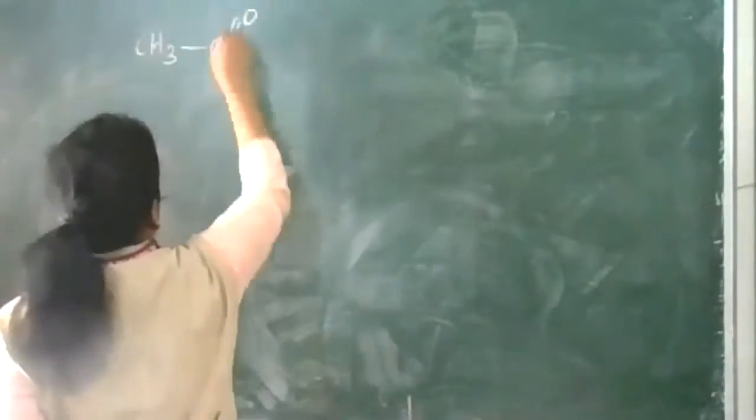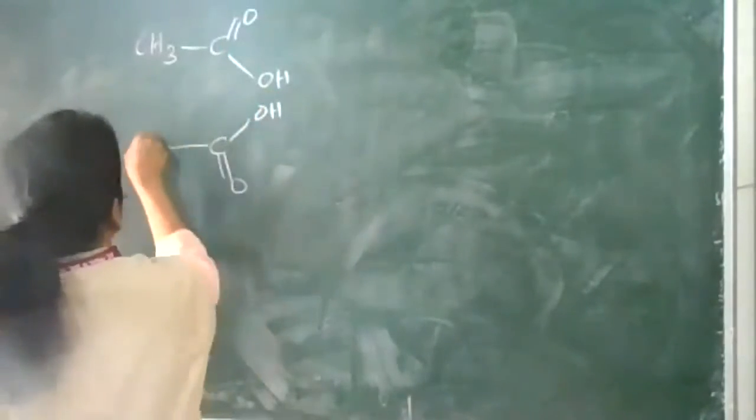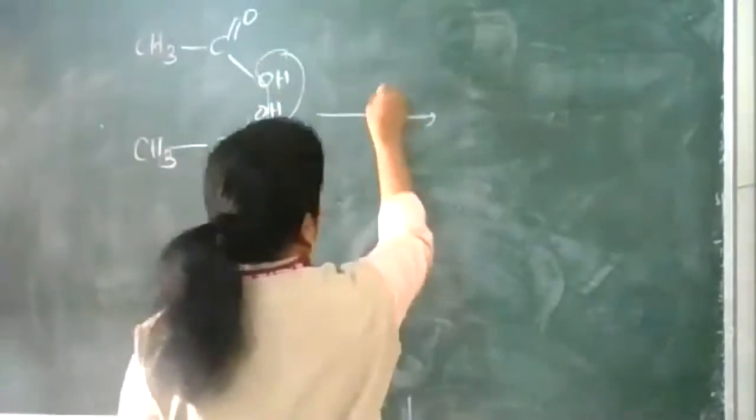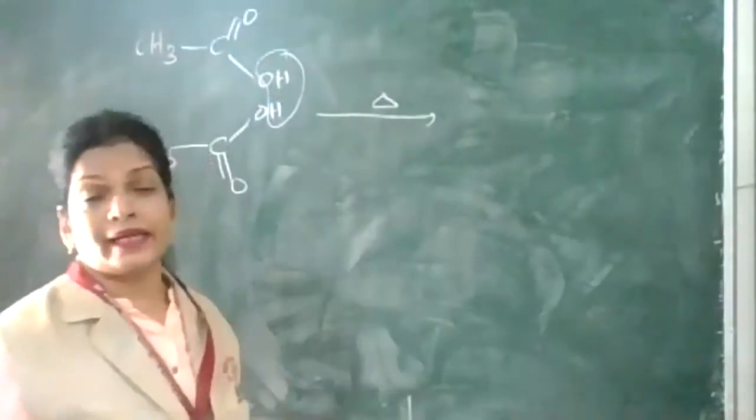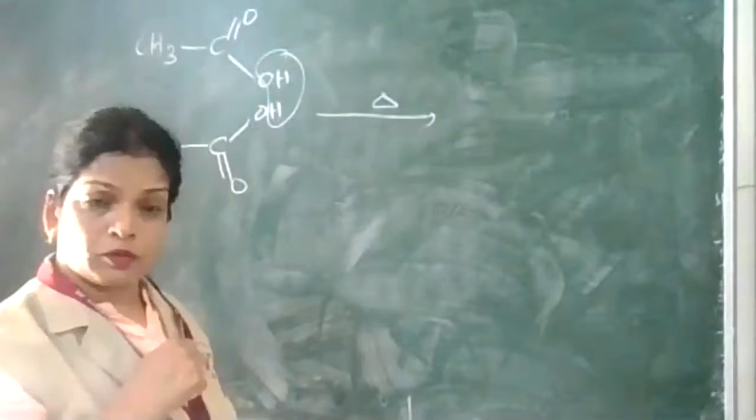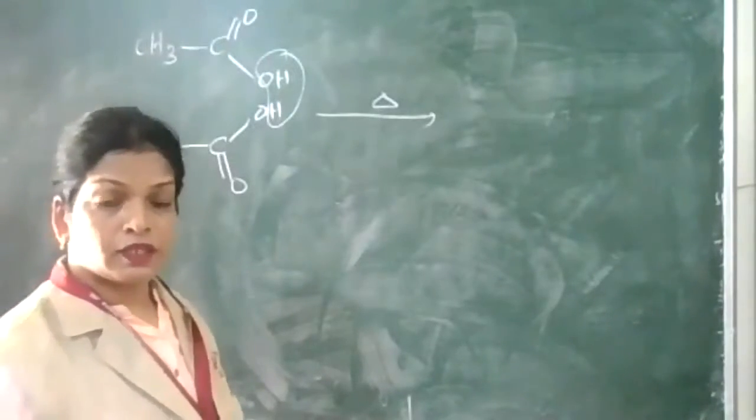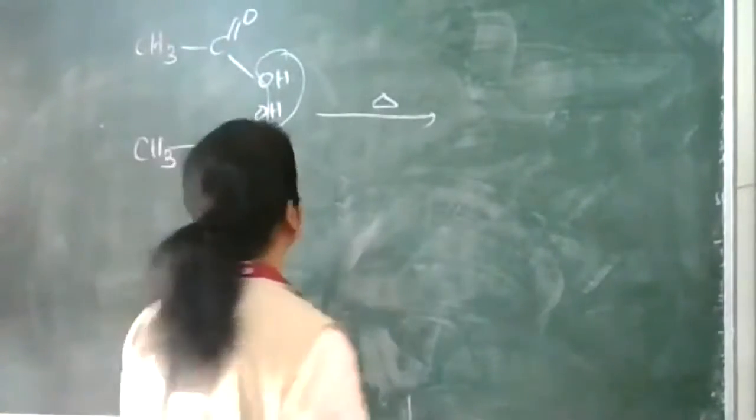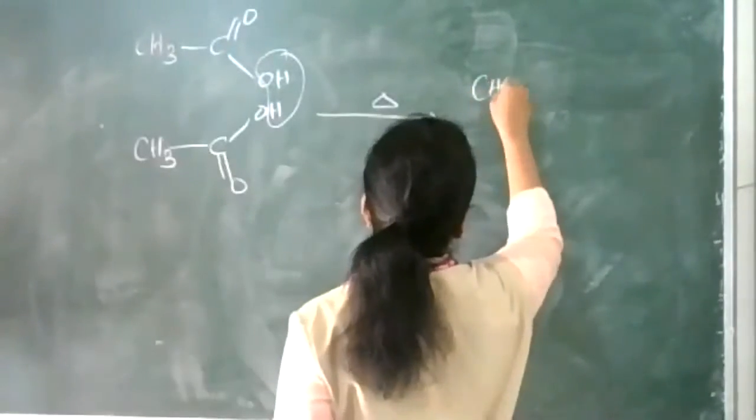Another typical reaction of carboxylic acid is on heating. On heating, they lose a water molecule and an anhydride will be formed. Adding water to anhydride, you can get carboxylic acid. Removal of water from here, you can get anhydride.